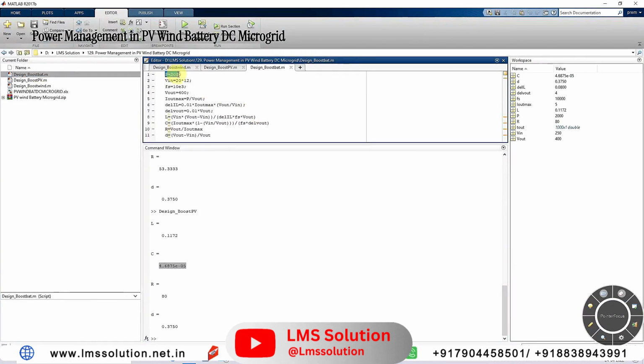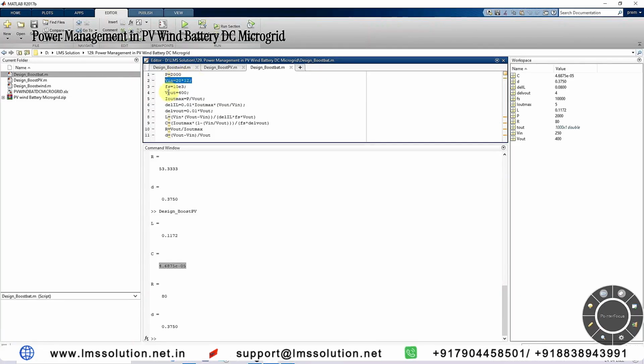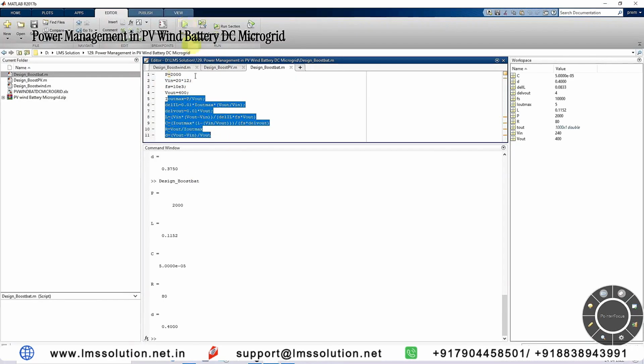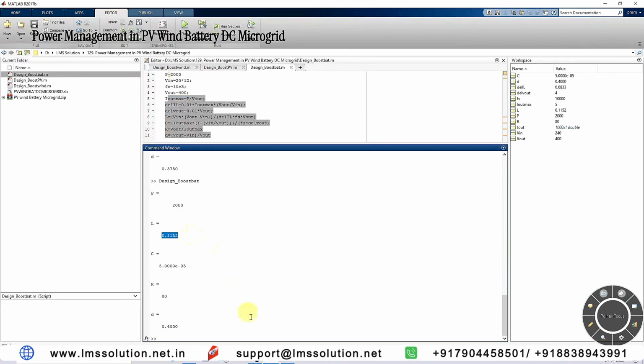We are taking the power of the PV, and the input voltage is nothing but 20 into 12. The output voltage is 400, at a switching frequency of 10 kilohertz. The remaining equations are the same as for the boost converter. I am going to show only the L and C value for that bidirectional converter.